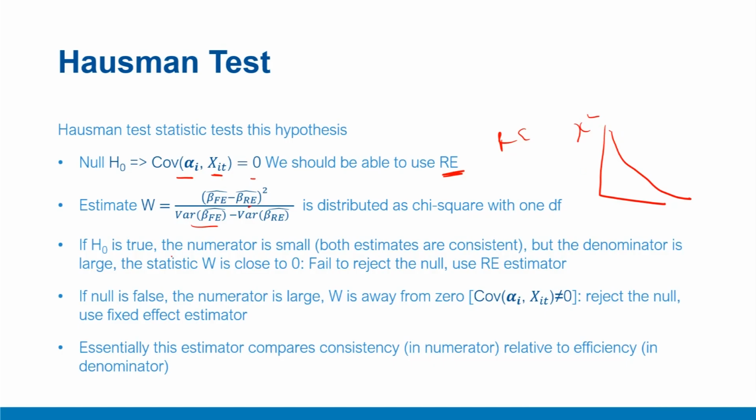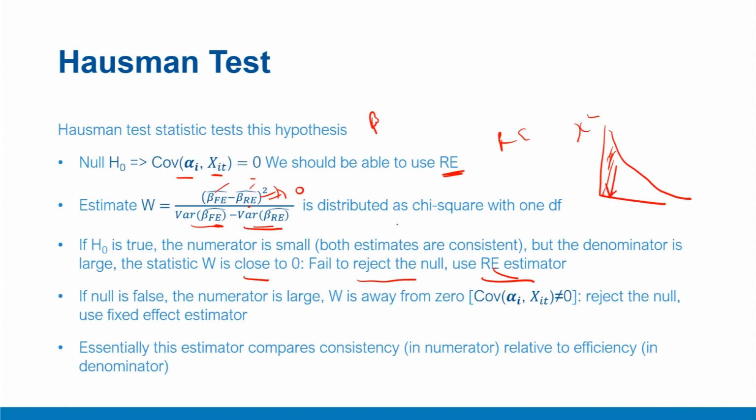If the null hypothesis is true, that is, both the estimates are consistent, and therefore both beta FE and beta RE converge to the true population parameter beta, and therefore the numerator is approaching 0. The denominator is positive, because we already know that the variance of beta RE is lower than the variance of beta FE, since random effects are more efficient. The statistic approaches 0 because of the numerator, and therefore we fail to reject the null, that is we are somewhere here closer to 0, and we choose the random effect estimator. We conclude that both the models are consistent and we choose the random effect.